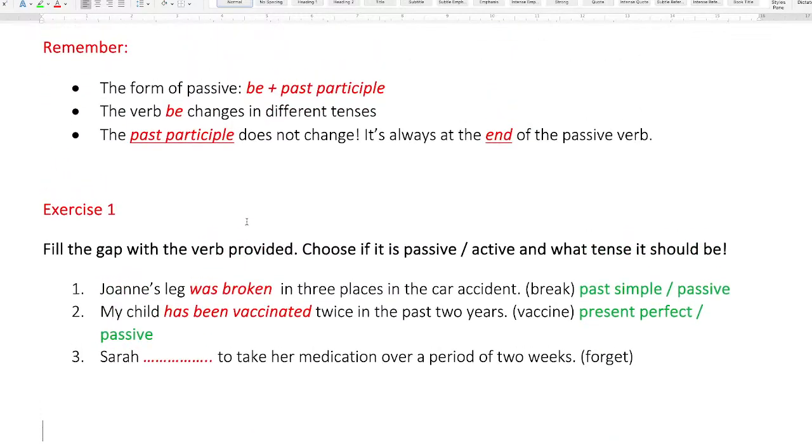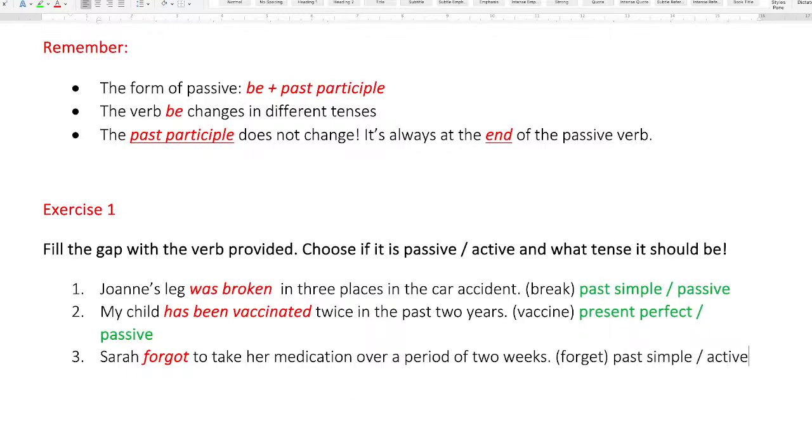And then the third one, Sarah, something to take her medication over a period of two weeks. Well, that sounds like it's in the past. And it's the active. Okay. That is the past simple. And it's active. All right. So I'm hoping that those activities made some sense.